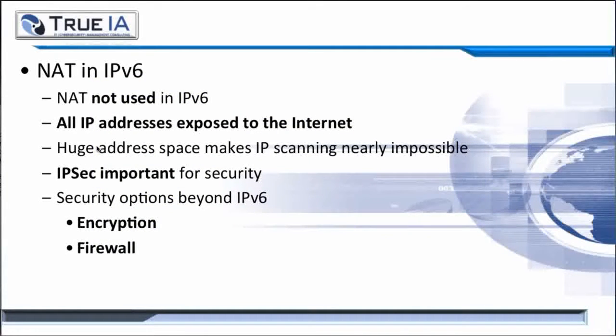So the first important point to point out here is that NATing, or network address translation, is not used in IPv6. That being the case, it means that all IP addresses are now going to be exposed to the internet. That's why IPv6 has IPsec built into it for those important security concerns. Additionally, you can handle additional security options by employing encryption and a firewall.